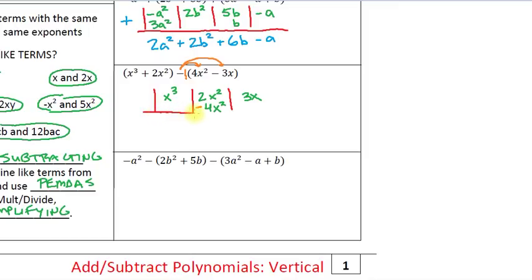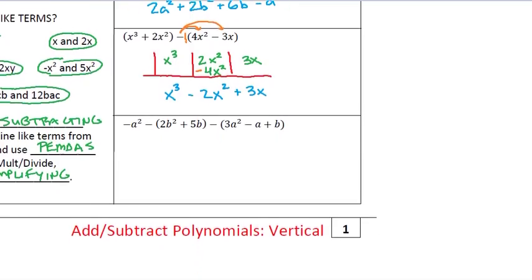We're done with our columns. Let's go ahead and write our answer. This x cubed just stays x cubed. 2x squared minus 4x squared. We know we're going to have an x squared here. This is just 2 minus 4, which is negative 2. And then our 3x just comes down, and that's a positive 3x. So there is our two binomials subtracted, the second one subtracted from the first one.